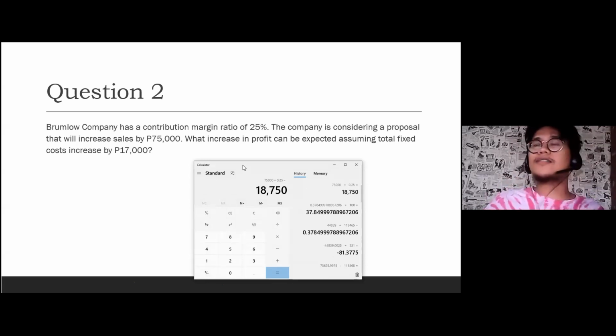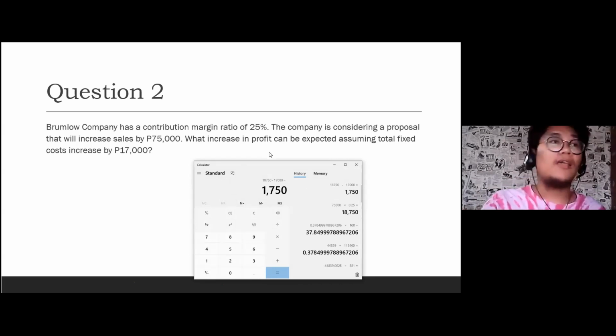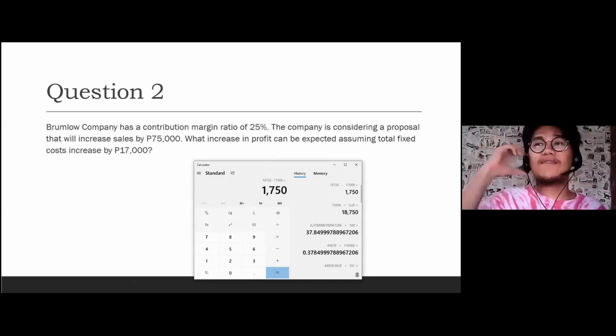So, in order for us to get the increase in profit, we need to deduct the increase in fixed cost from the contribution margin, no? So we deduct 17,000 from the 18,750 and we will be arriving at 1,750 pesos. Okay. So that's the increase in profit.